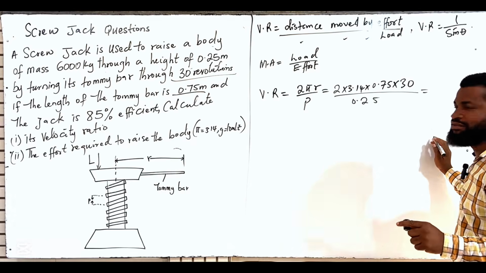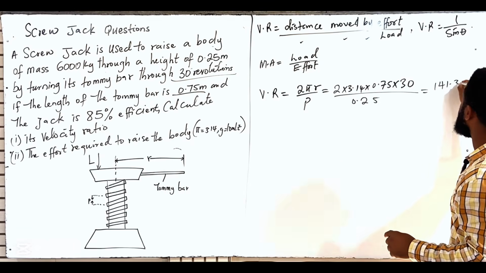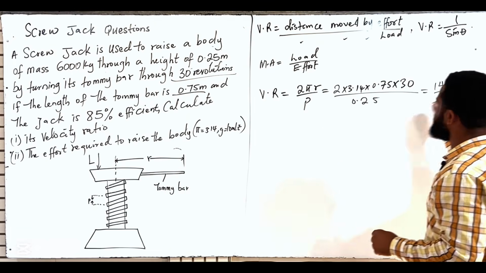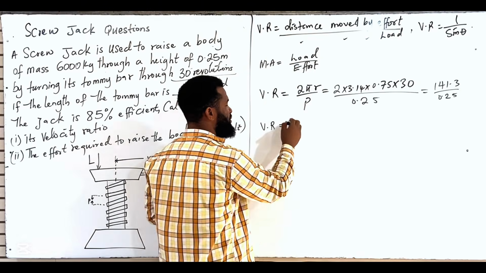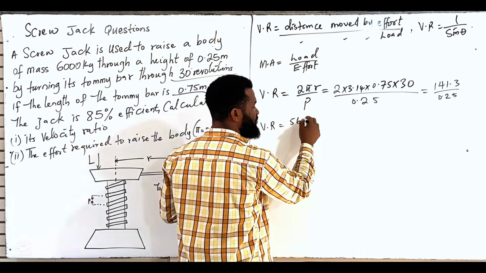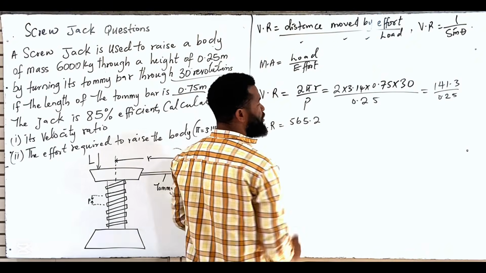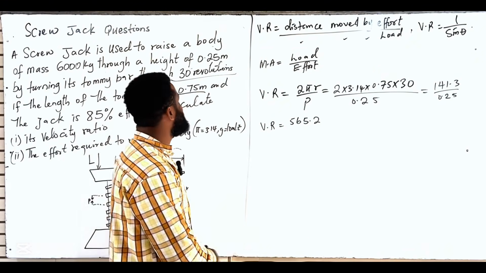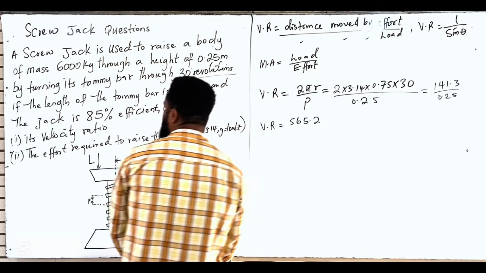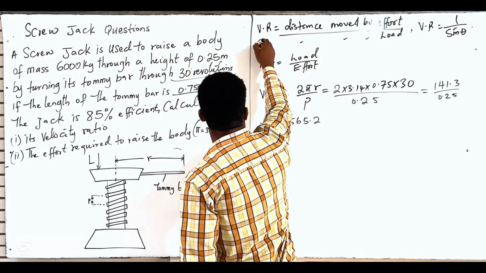141.3 divided by 0.25. So velocity ratio is what? 56.2. There is no unit for this, right? So keep it. So that is the velocity ratio. Now we have found the velocity ratio. So that is the first one.